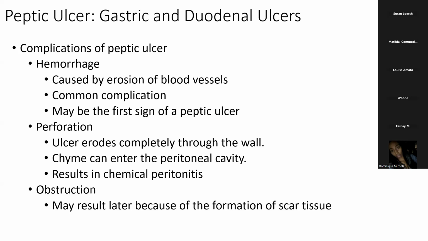Perforation can happen here, and that can end up with peritonitis because if the ulcer erodes through the wall, then the chyme leaks into the peritoneal area. What are signs of peritonitis? Stiffness and swelling in the belly. Hypotension, tachycardia, sweating. That was on your Jeopardy. I would go back and look at that. All right. Obstruction may result later because scar tissue can now form in this area as well.